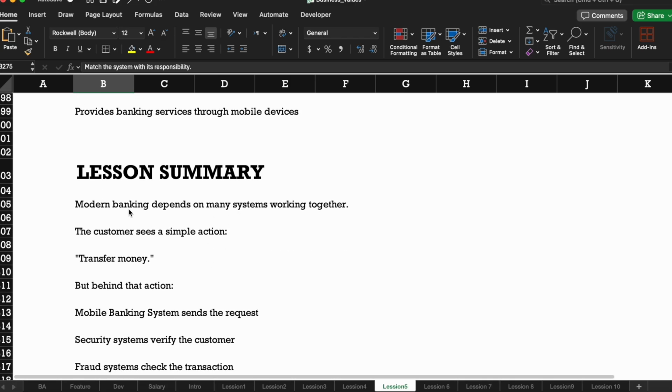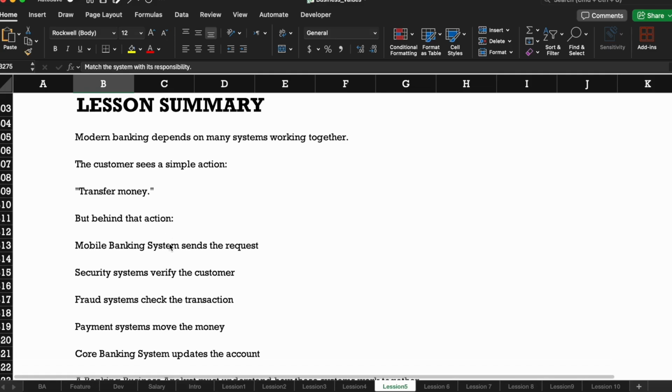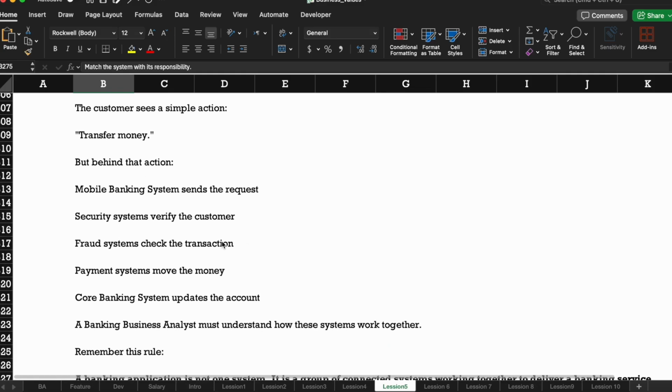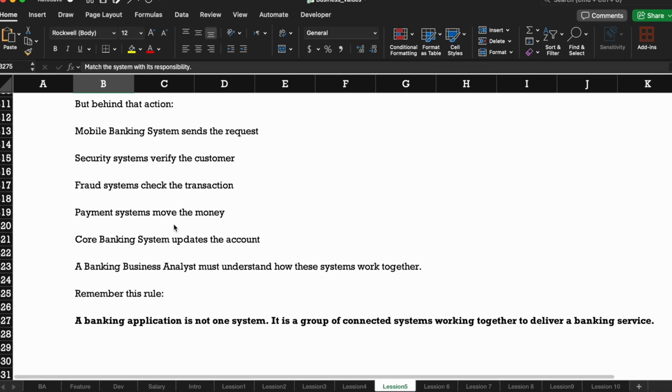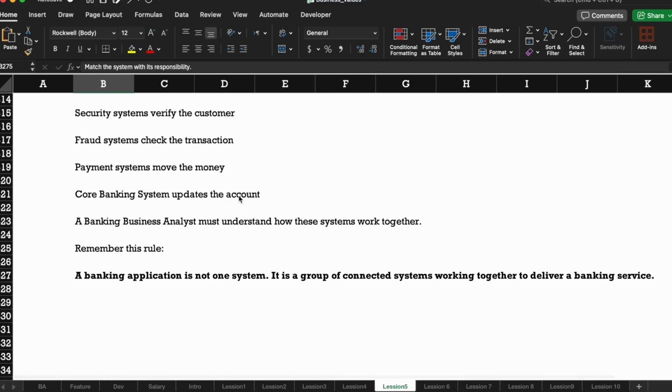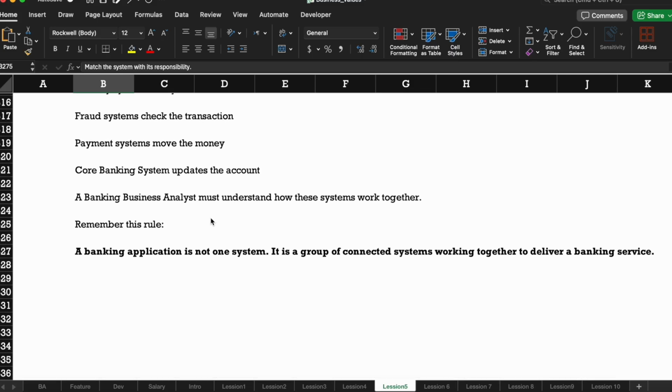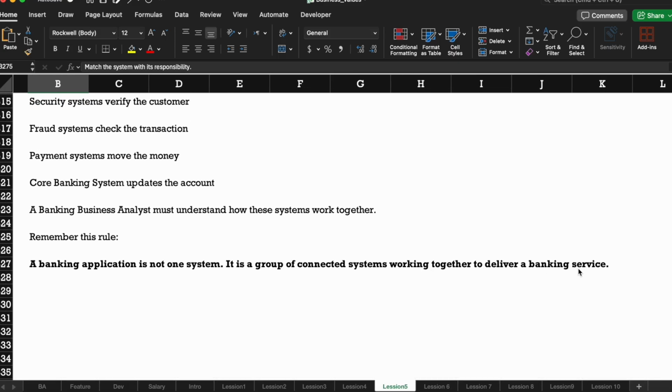So lesson summary: mobile banking depends on many systems working together. The customer sees a simple action, transfer money, but behind the action, the mobile banking system sends requests, the security system verifies the customer, the fraud system checks the transaction, the payment system moves the money, and the core banking system updates the account. A banking business analyst must understand how these systems work together. Remember this rule: a banking application is not one system, it's a group of connected systems working together to deliver a banking service. That's the end of lesson 5. I'll see you guys in lesson 6.